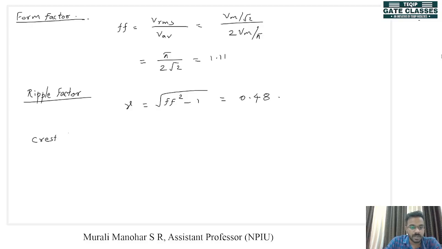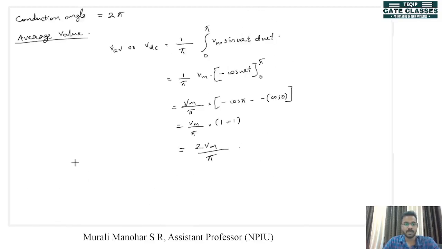After that, we can find out crest factor. Cf is equal to V peak, which is Vm, divided by Vrms. Vrms is Vm by root 2. The answer is root 2. Okay. And the last thing is PIV.